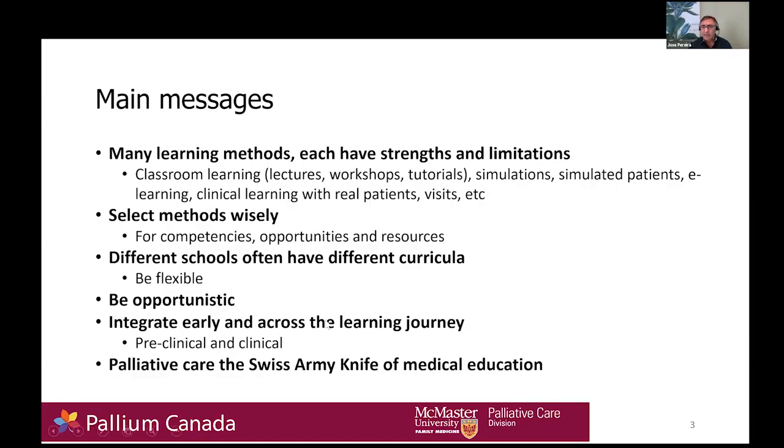But palliative care can be, I call it the Swiss Army knife of medical education, because it's got value added. It's not just about palliative care. And the value added that it brings to medical education, and a point that we make very often to deans and vice deans in charge of this, is that it also brings competencies like compassion, empathy, teamwork, interprofessional work, holistic care, person-centered care, etc.